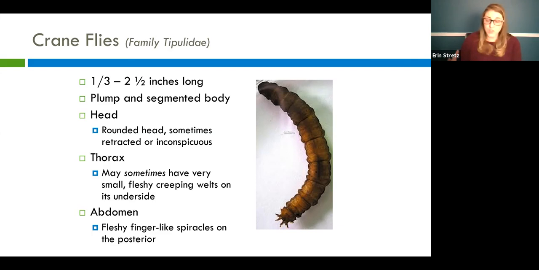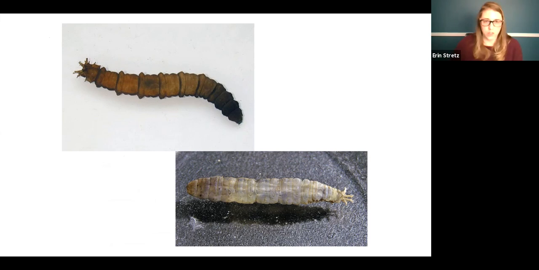At the end of the body, we don't have the V shape like the water snipe fly. We instead have these finger-like projections from the end of the body we call spiracles. So we'll get another look at these spiracles at the end of the body. There we go. So we can see them sort of branching at the end of the body. The spiracles can look very different depending on the type of crane fly that you find.